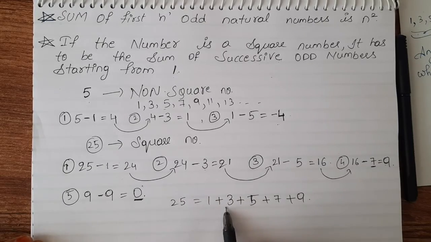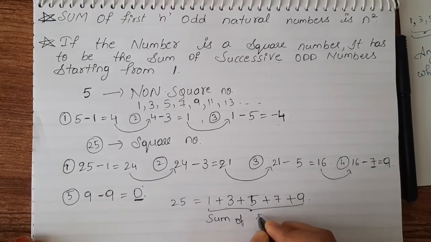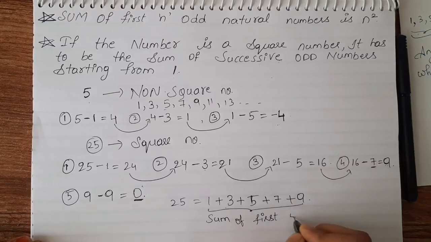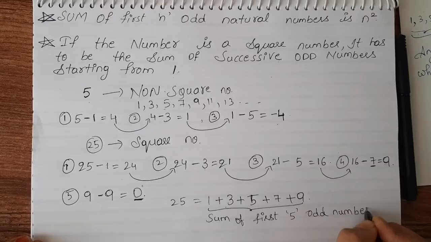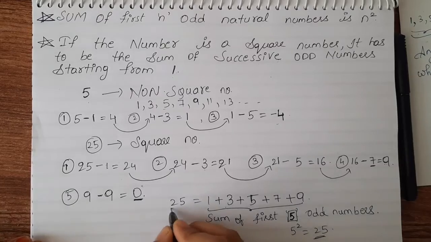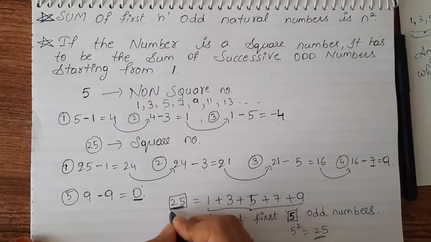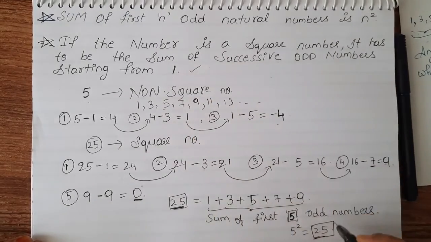So 25 can be expressed as the sum of how many odd numbers? The sum of the first 5 odd numbers, because the sum of the first 5 odd numbers will be 5 square, which is 25. Isn't it? Here we took 25 and also we got 25. So this statement is also true. We verified it here.